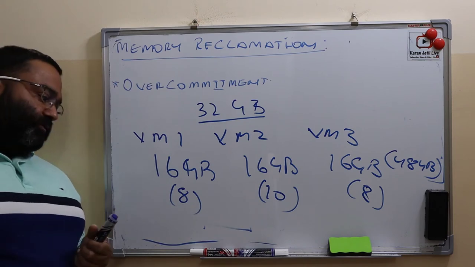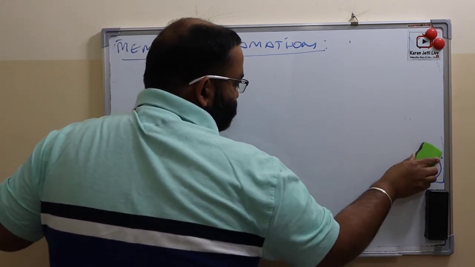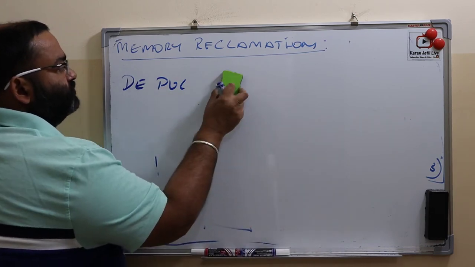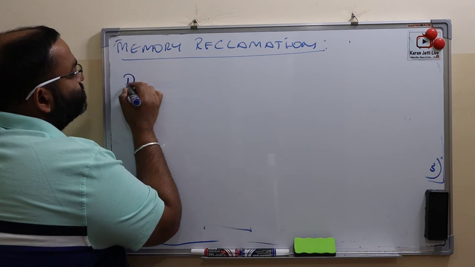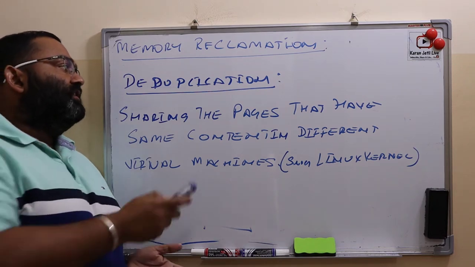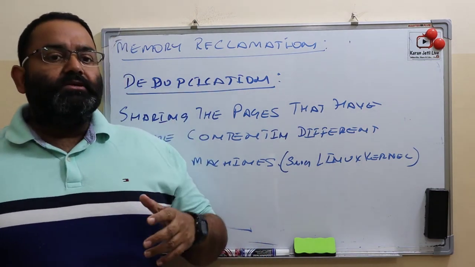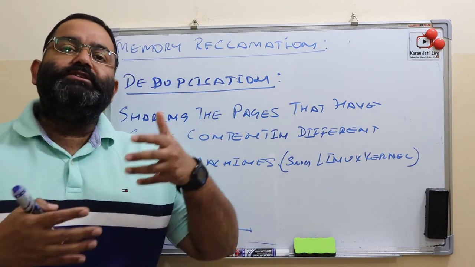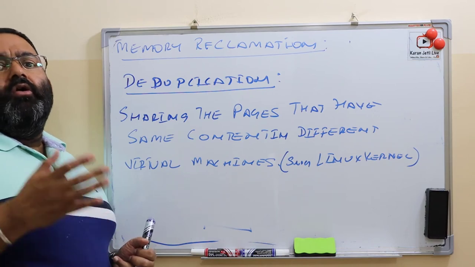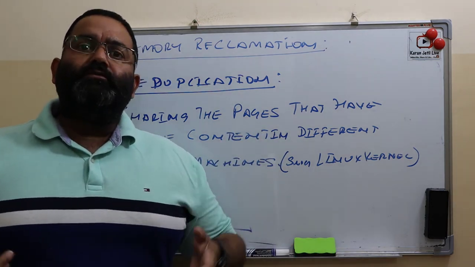So guys, after overcommitment, the next term which comes is deduplication. Deduplication is an optimization technique which shares pages that have the same content in different virtual machines. Deduplication is another approach which can help with overcommitment. What it is saying is that if we have pages which have the same content, all those pages can be shared by the different virtual machines without having their own individual copies. It will save our memory.